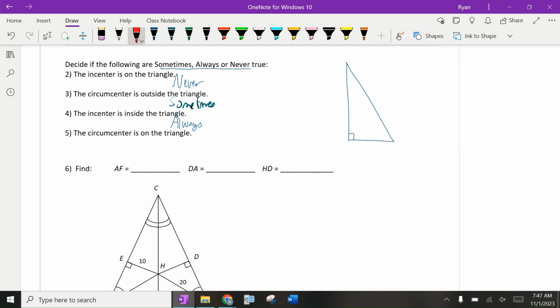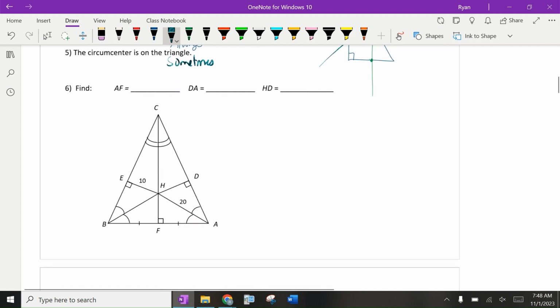So if my triangle is a right triangle, I could do the perpendicular bisector of this side, the perpendicular bisector of the bottom side, and then the perpendicular bisector of the hypotenuse. They're all going to intersect on the triangle itself. It would actually be on the hypotenuse. So this is going to be a sometimes. Location, location, location. Incenter, always inside the triangle. Circumcenter could be inside, outside, or on the triangle, depending on what kind of triangle you have.